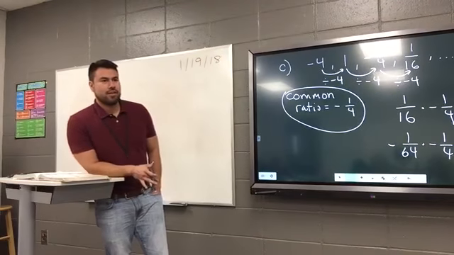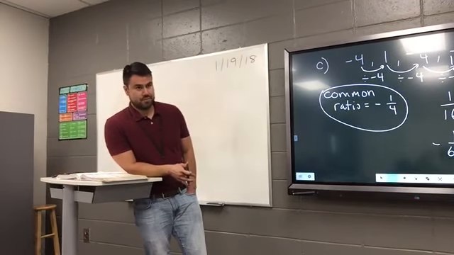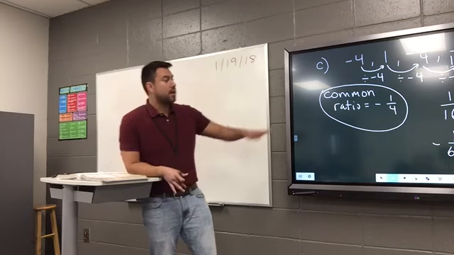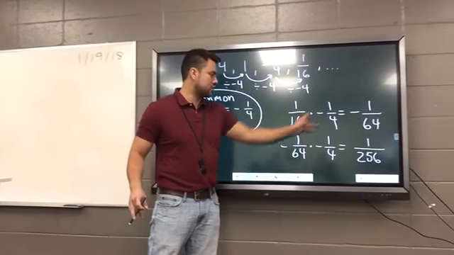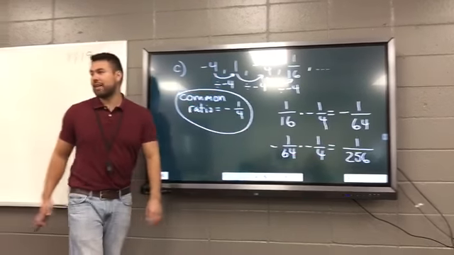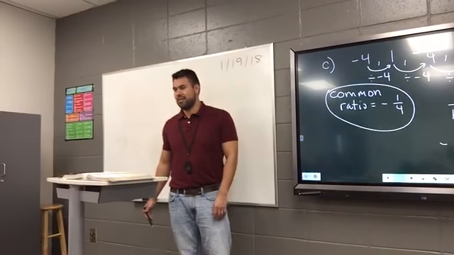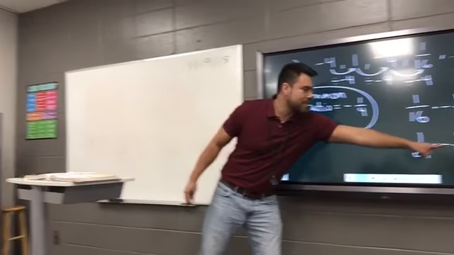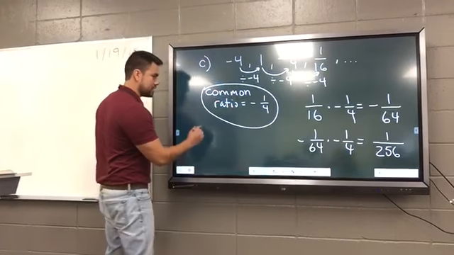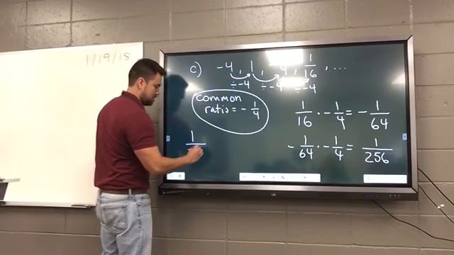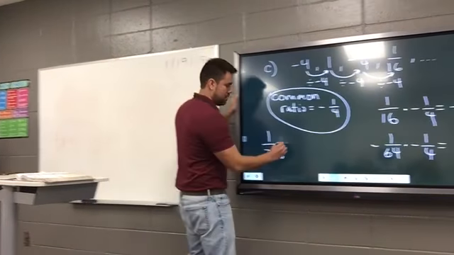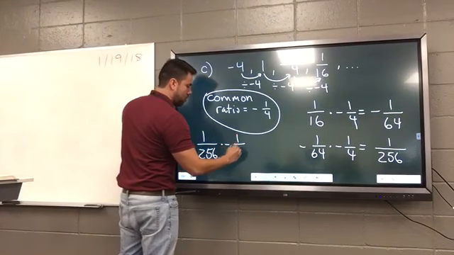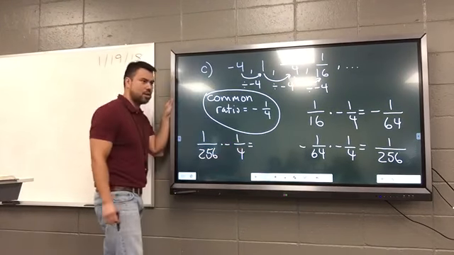Yes, ma'am? So when we're doing these and you're dividing, and if you can figure out the whole number, is it always going to be a reciprocal? Yeah, that common ratio is going to be the reciprocal, and that's what you would multiply each term by to get the next. All right, how do I get that final one? Well, what was my second term that I need to get? 1 over 256. So what do I multiply by? Yes, ma'am? -1/4.